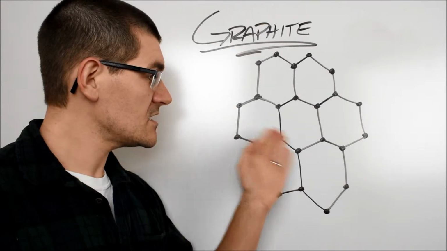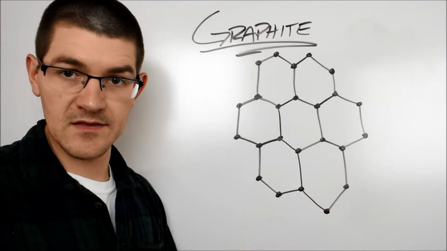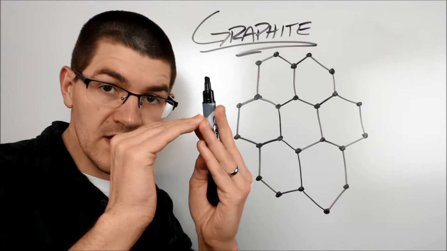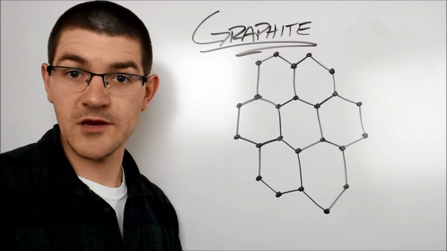The first is that each of these rings in the graphene sheets and in the graphites, when you stack them on top of each other, are planar. That means we have no ring puckering and no chair conformations like we saw in diamond.